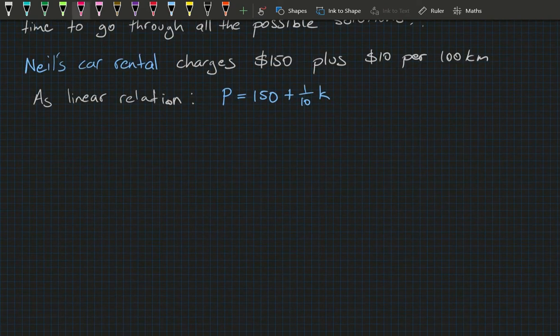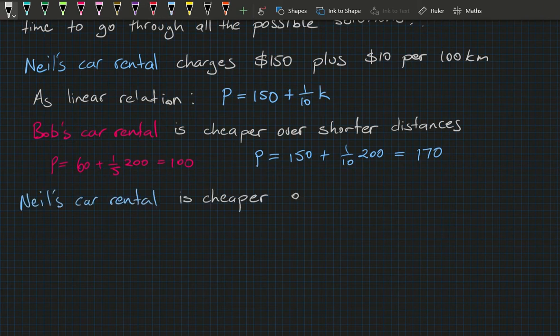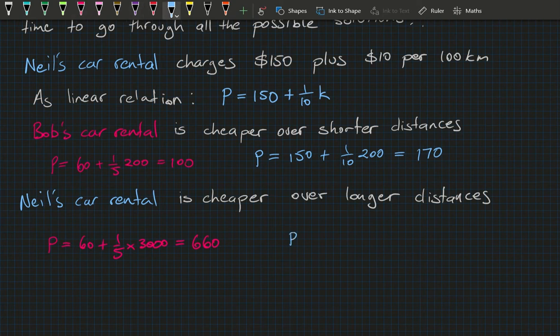While I travel around Melbourne, I normally travel less than 200 kilometres. So it'd be cheaper to use Bob's car rental because, as we saw, the cost for Bob's would be $100 over 200 kilometres. And if we were to figure out Neil's, we could see it would cost us $170. Sometimes I travel up to Brisbane and back, which is around 3,000 kilometres. When I do this, it is cheaper to use Neil's because, using the 3,000 kilometre example, Bob's car rental will cost me $660, whereas Neil's will cost me $450.